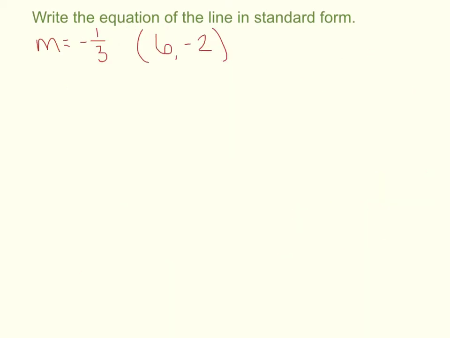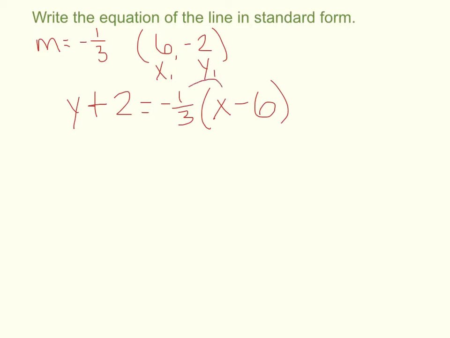Alright, here's another one. Your slope is negative 1 over 3. Your point is 6, negative 2. Remember, this is x1, y1. So y minus y1 would be minus negative 2. What happens when you have minus a negative? You can make this a plus. Equals your slope, which is negative 1 over 3, times x minus x1, which is 6. We're going to distribute that negative 1 over 3. So y plus 2 equals negative 1 over 3x.